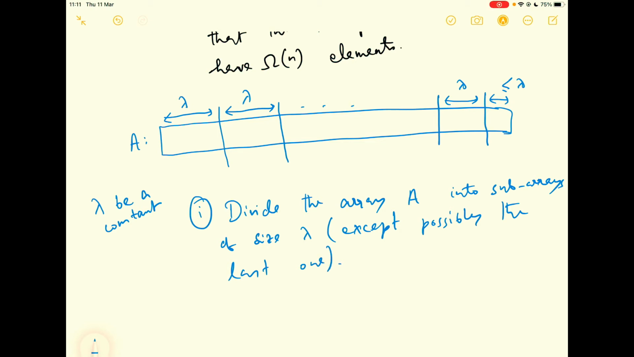Okay, now for each part I find the median. So I find the median element. Let's call it M1, M2. So M1 is the median element of the first lambda elements in the array A. M2 is the median element of next lambda elements in the array A. Okay, and so on. So till what? I will have M n by lambda ceiling.